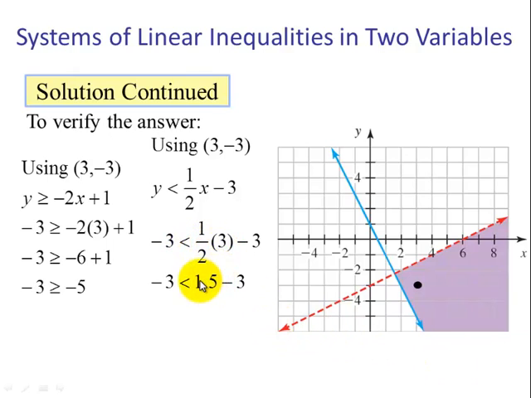Using the second inequality, we have -3 is less than 1/2 times 3 minus 3. 1/2 times 3 is 1.5. 1.5 minus 3 is -1.5. So we are left with -3 is less than -1.5. And this is true because -1.5 is closer to 0 than -3. Therefore it's bigger. We have verified the answer.